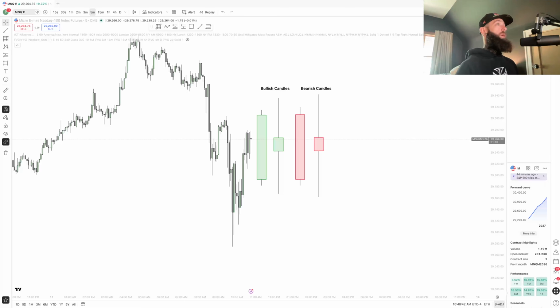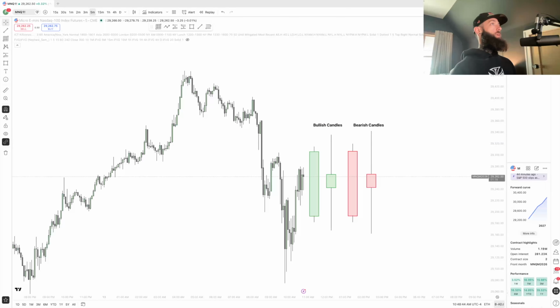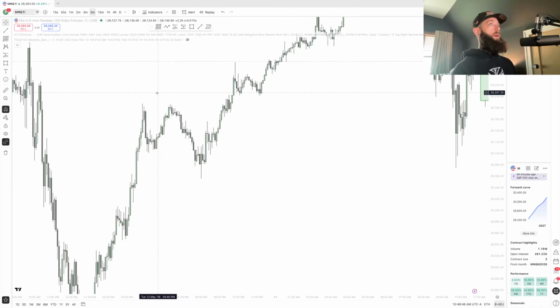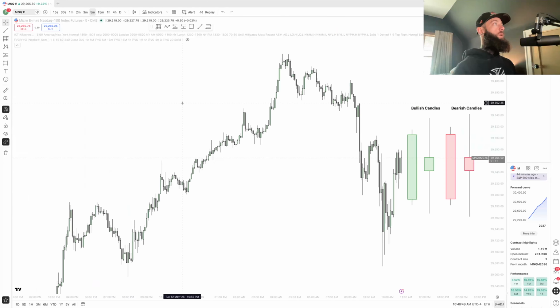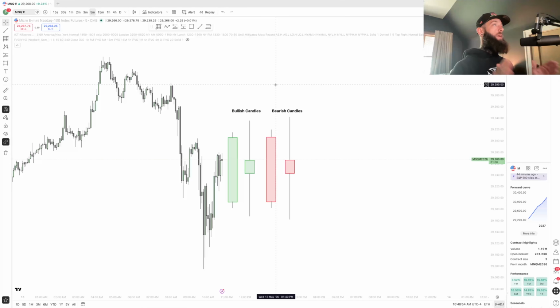Most anybody that trades uses a candlestick chart. As you can see, this is one. You've probably seen one before, even if you don't know what you're looking at. There's no way to overcomplicate the concept of candlesticks, okay?